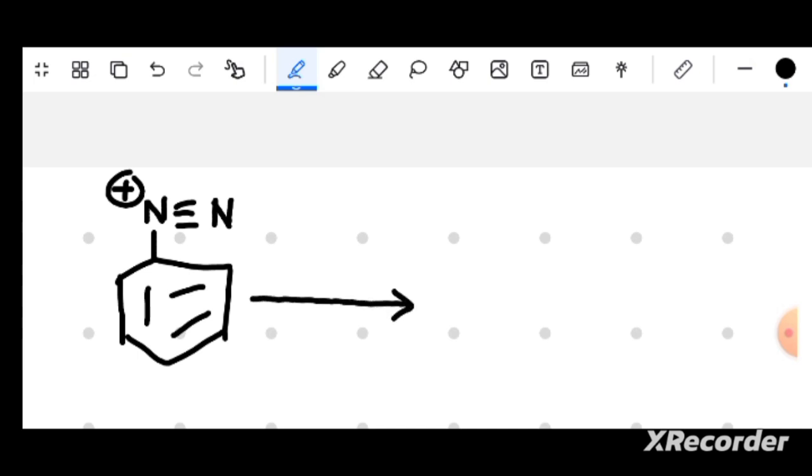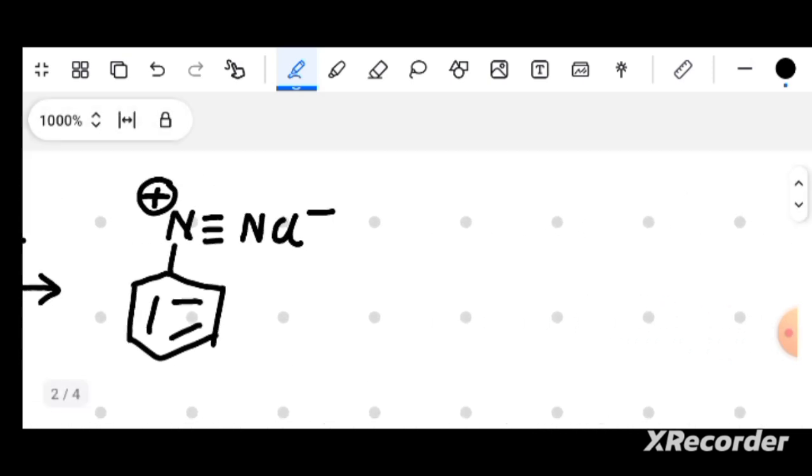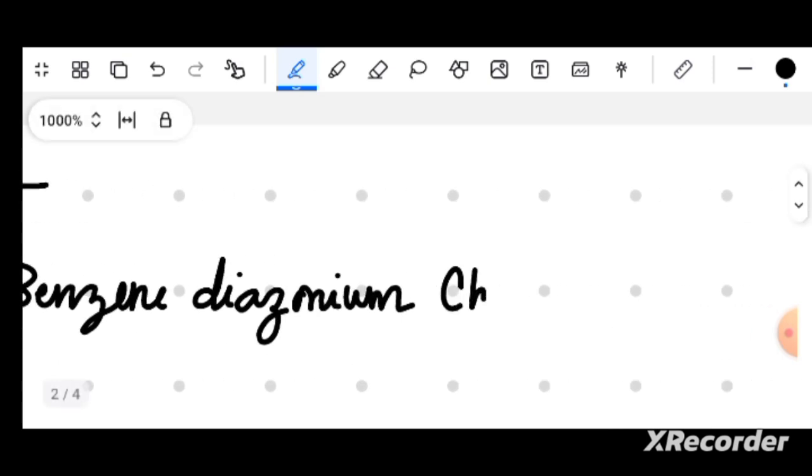Now if Cl minus is given, here we have the lone pair, Cl minus is given, it transforms into something like this, which is called benzene diazonium chloride. Benzene diazonium chloride.